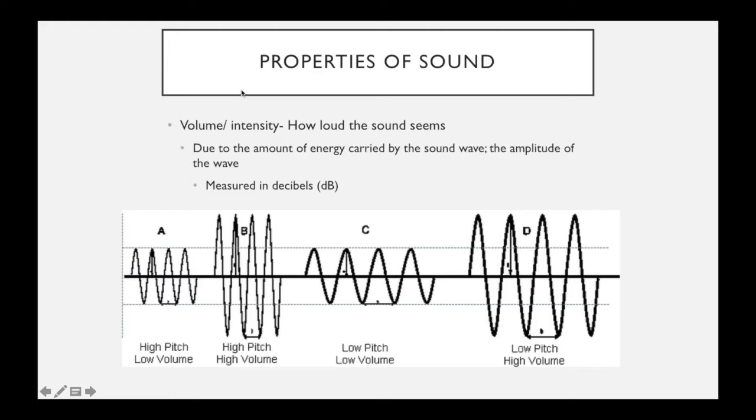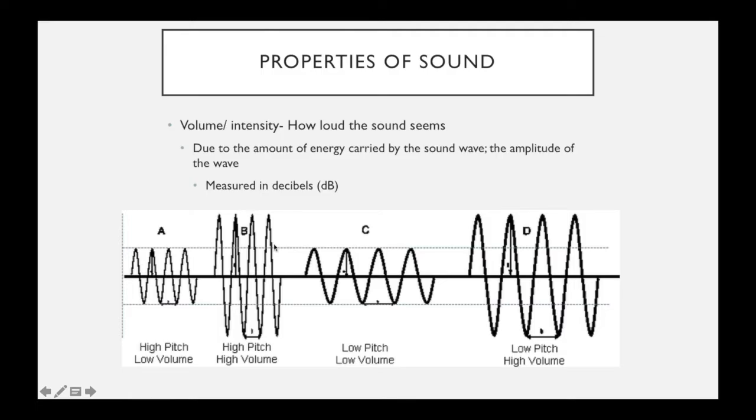Another property of sound is volume or intensity, how loud the sound seems. We said that pitch, how high or low it seems, was due to frequency. This property is due to the amplitude of the wave, how much energy is in the wave, how much those particles are vibrating. If the amplitude is low, then that's going to be a low volume. If the amplitude is high, remember amplitude is distance away from equilibrium position. How far is that particle vibrating? If the amplitude is high, it means it's carrying a lot of energy. It's very intense. It's going to have a very high volume.